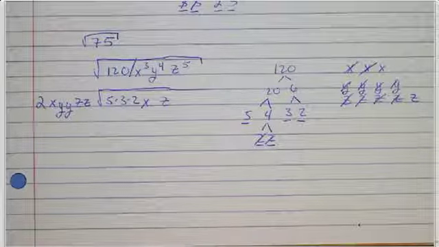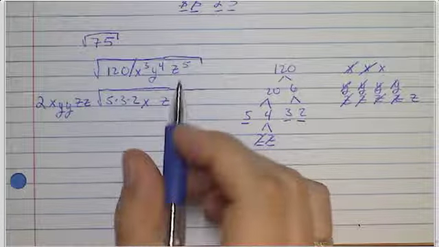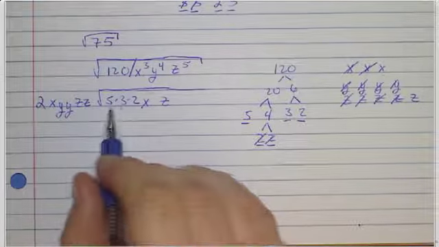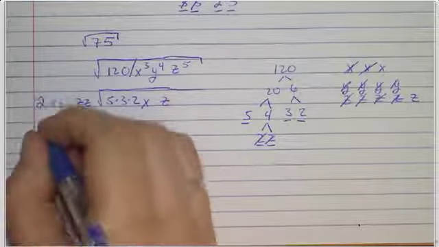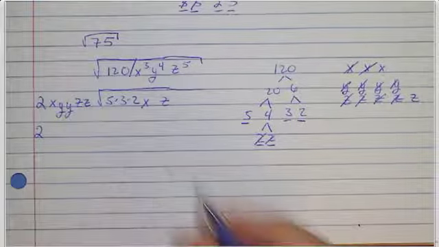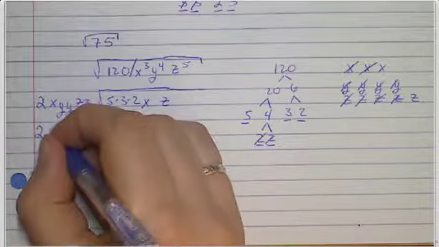So would it be 2x, y to the second, z to the second, and inside the square root is 30xz? Yep. So let me just go through that. So on the outside I've got 2, and there's no number to multiply it by, so the 2 stays there. X has no x to multiply by, so it stays x.